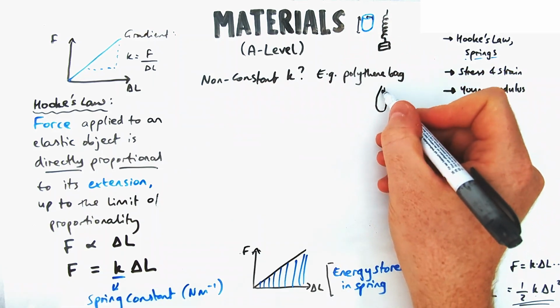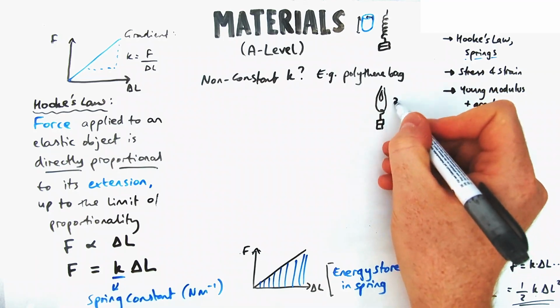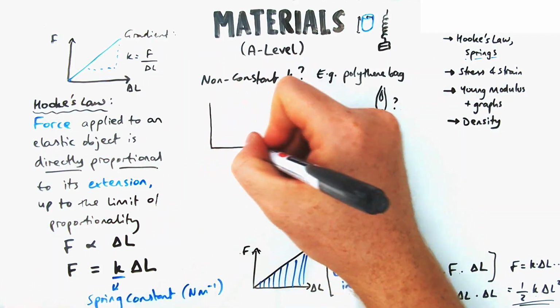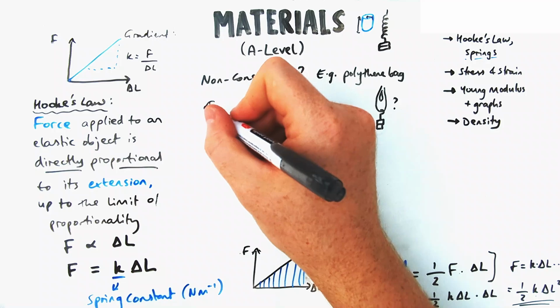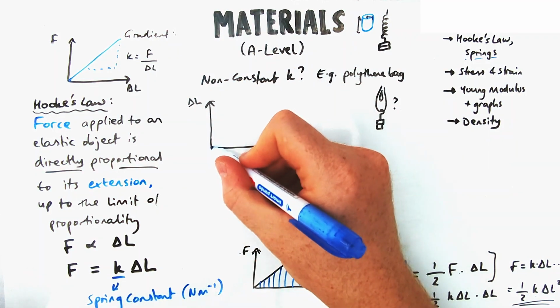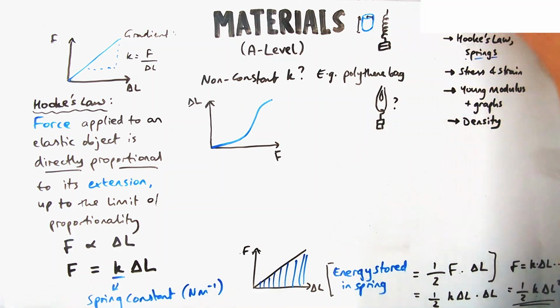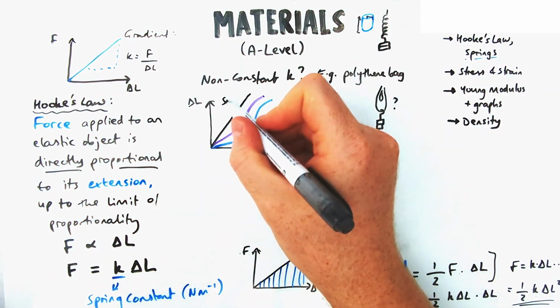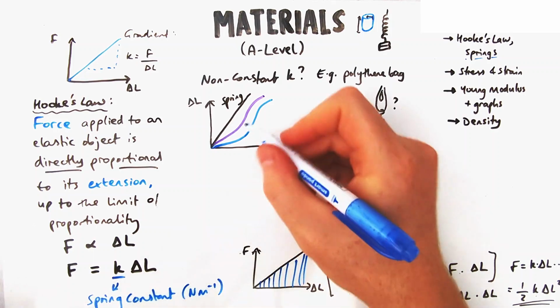For example, a polythene bag like the one you go shopping with. If you were to attach some weights on the end of it, it doesn't extend in a linear fashion. You'll get a graph that looks a bit like this. I've got force on the bottom and extension on the y-axis this time. Initially, I'm going to have a lot of force to make a little bit of extension. Then, all of a sudden, I'm going to have a lot of extension, even though I'm not adding much extra force.